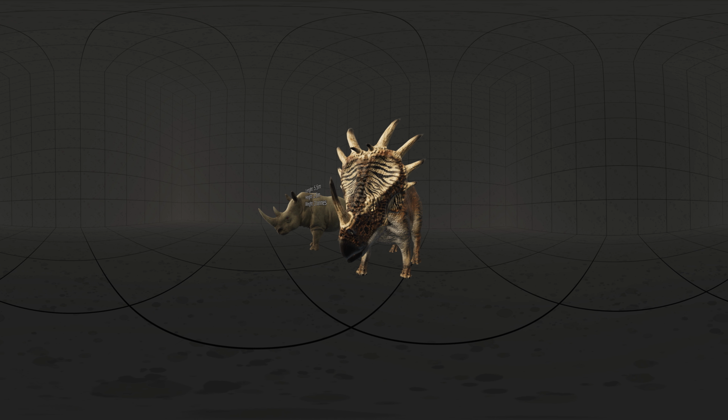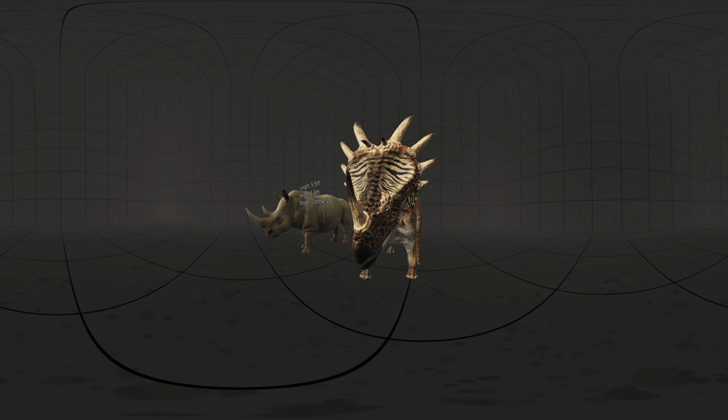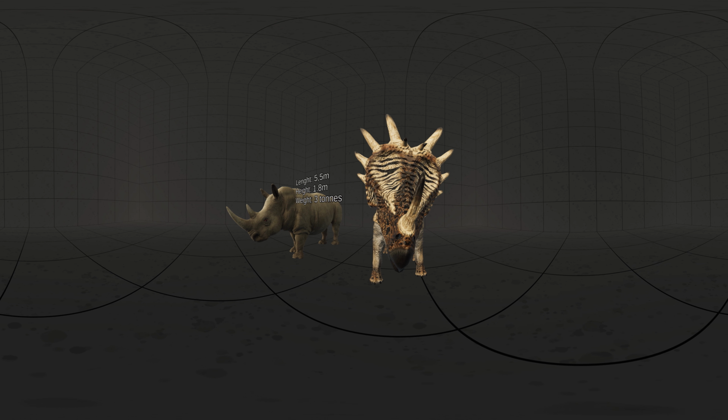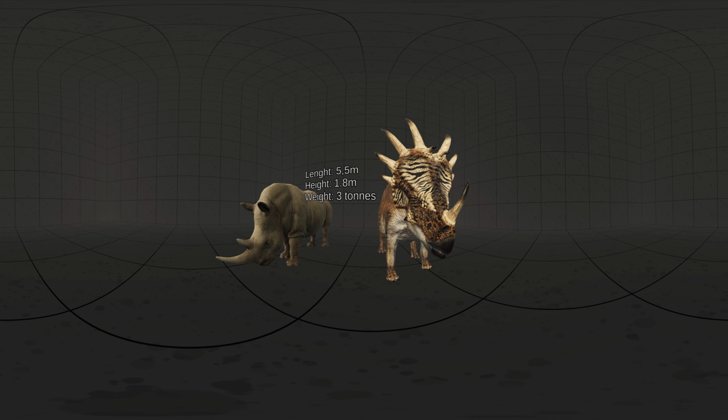Styracosaurus was a relatively large dinosaur, reaching lengths of 5.5 meters and weighing nearly 3 tons. It stood about 1.8 meters tall. This made it slightly larger than the average modern-day rhinoceros.